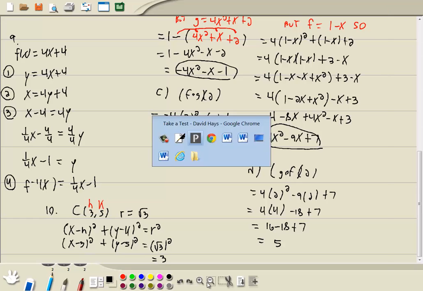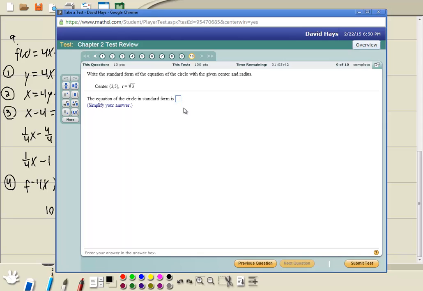About out of space there, so we've got (x minus 3) squared plus (y minus 5) squared equals 3.